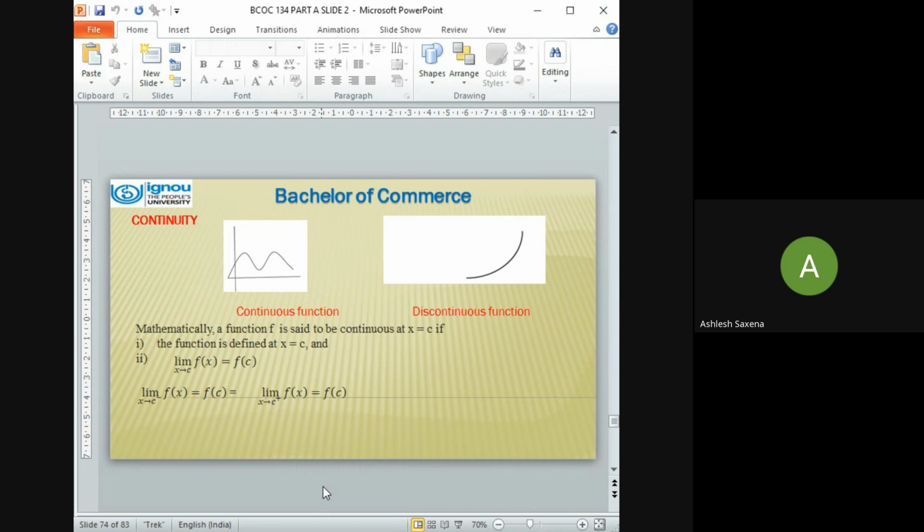A function f is said to be continuous at x is equal to c if the function is defined at x is equal to c and limit x tends to c of f(x) is equal to f(c). And we have to keep one thing in mind, that limit x tends to c negative of f(x) should be equal to f(c), and that should be equal to limit x tends to c positive of f(x). Again, it should be f(c). If all these three values are equal, that means the function is continuous.